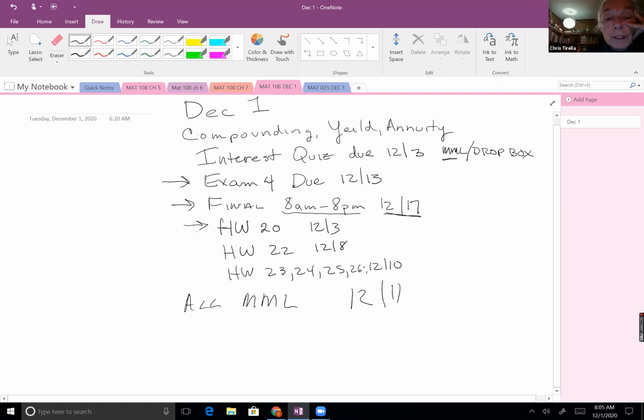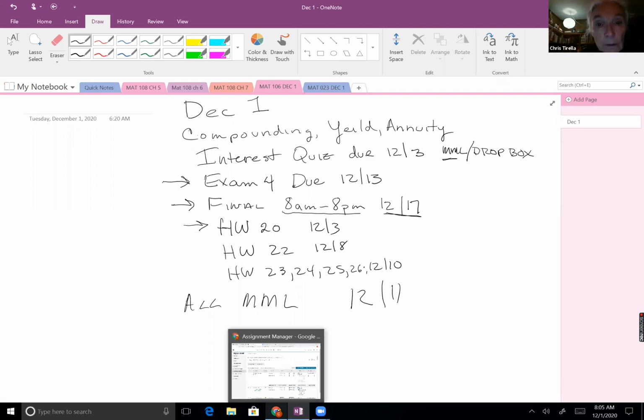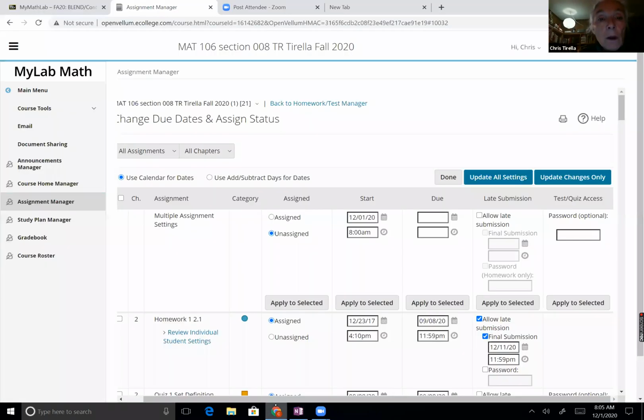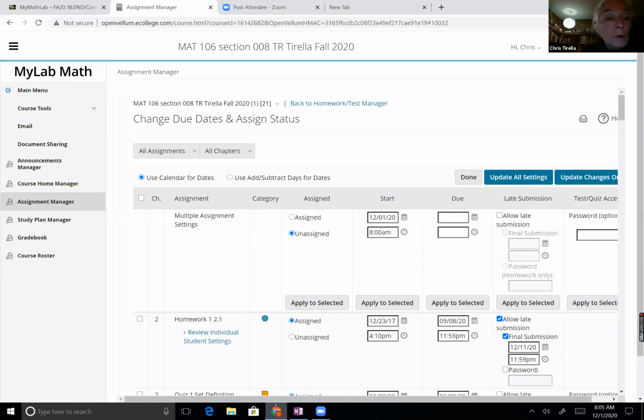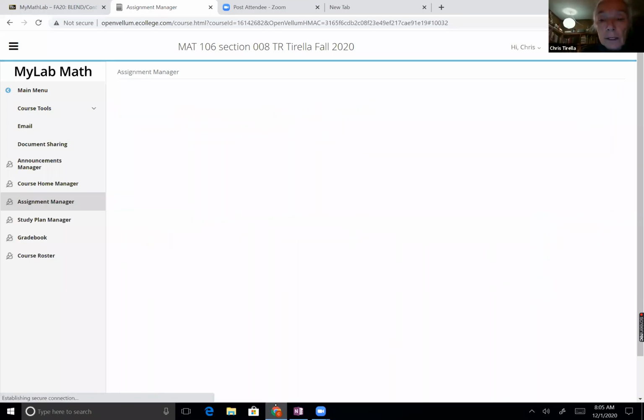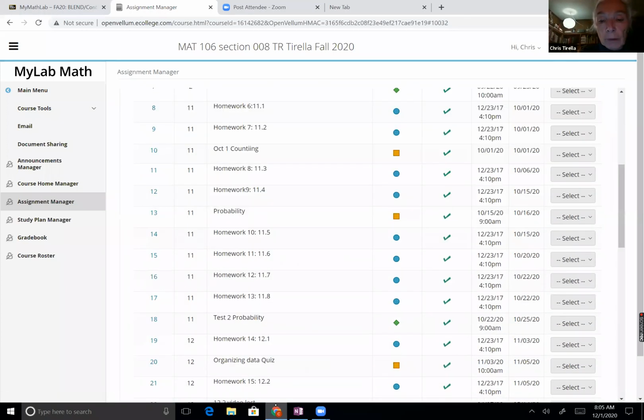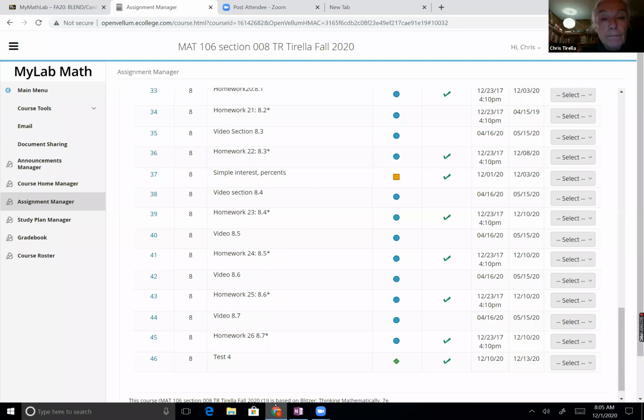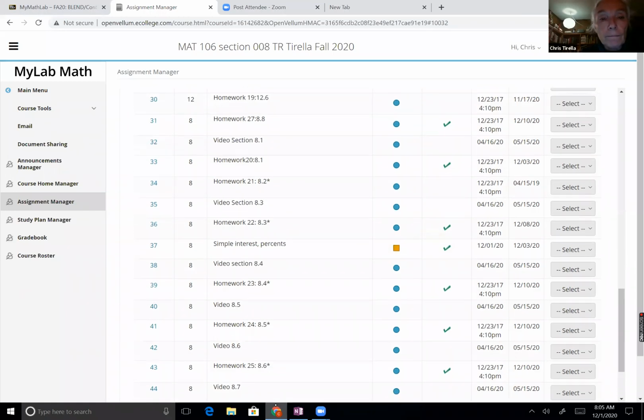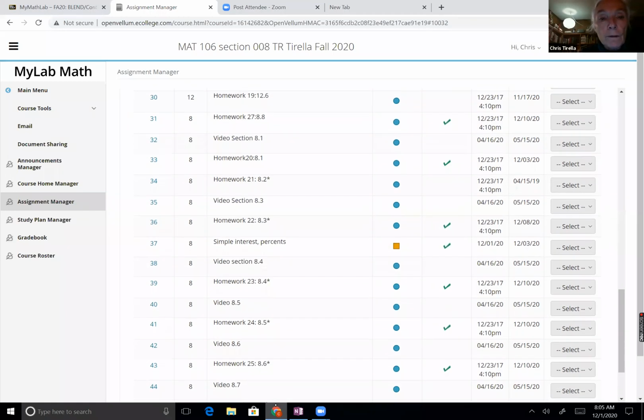Homework 20 is due on the 3rd, and give me just a second. Homework 20 is, I believe, the homework on percents. So that one you could have done probably a while ago.